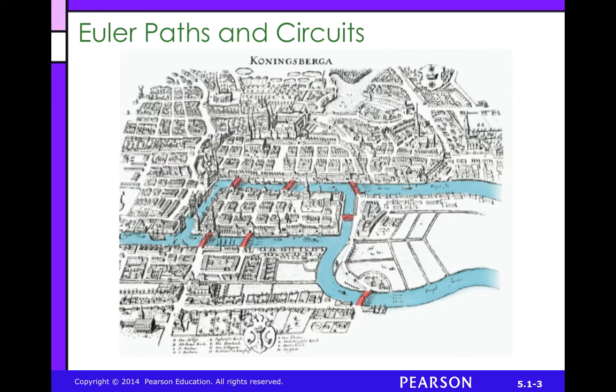So if you're going to make these deliveries, let's just say you're based out of this building right here, wherever. You'd like a way to walk across all 7 bridges once and only once, because why retrace your steps, right? That's inefficient. You would like a way to start and end at this building right here and walk each bridge once and only once without retracing your steps, making your deliveries along the way.